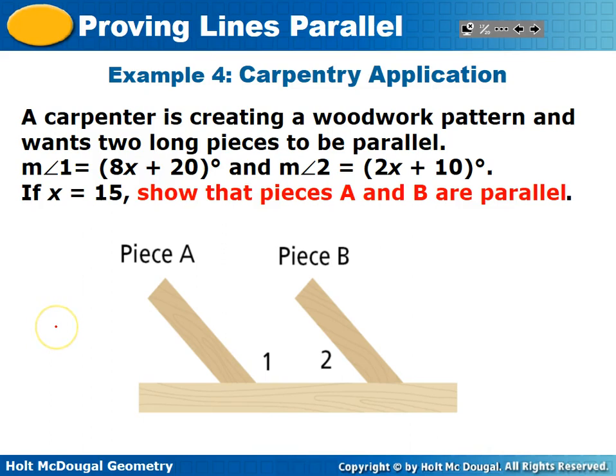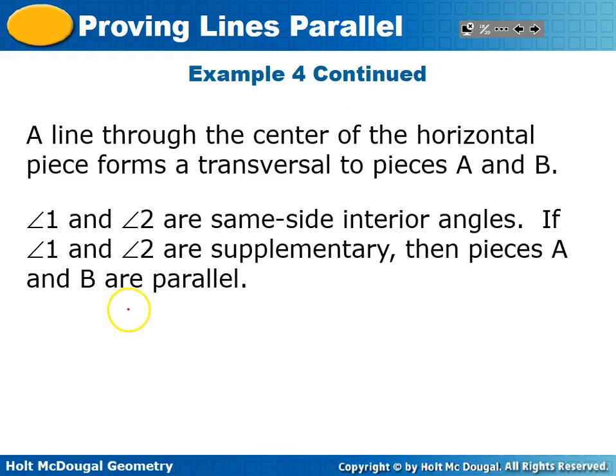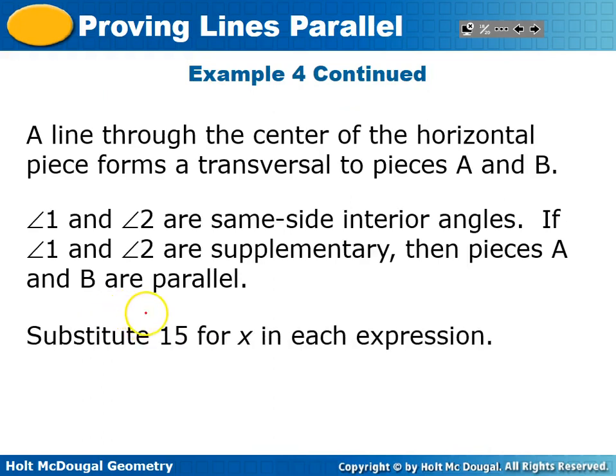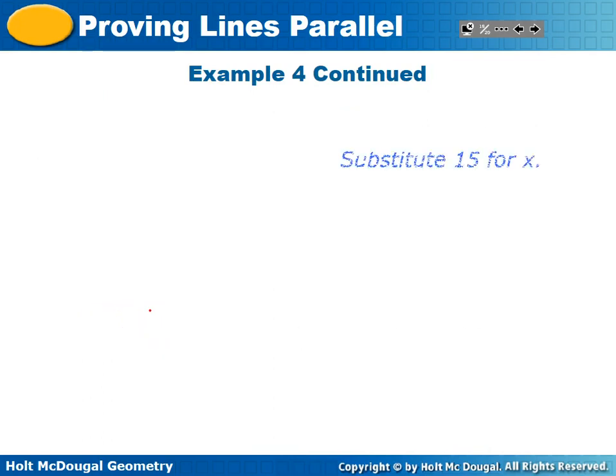So our next example is example 4. It's a carpentry application. So on this one, again, it says show that pieces A and B are parallel. Well, again, I notice 1 and 2 here look like they're same side interior angles. So they should be supplementary. So what we want to do is plug this 15 up here in that X and plug this 15 up there in that X and see if that is the relationship that then comes forth. So that's exactly what we're going to do. We're going to substitute that in.